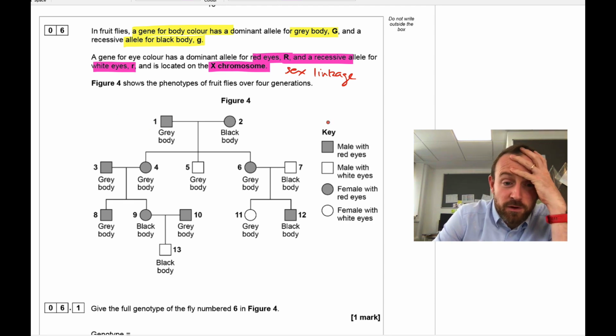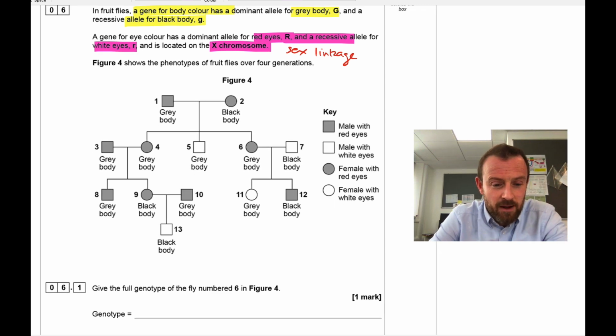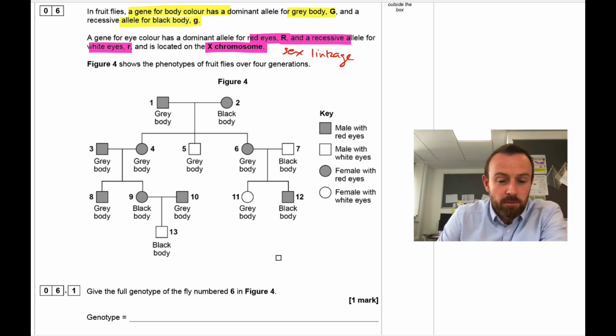Here shows the phenotypes of fruit flies over 4 generations, and we've got a key over here. The shading shows red or white eyes, and the body colour is just written on. So be careful not to confuse that. Okay, let's look at the question. Give the full genotype of the fly numbered 6. This one.